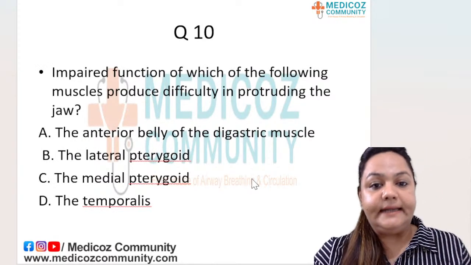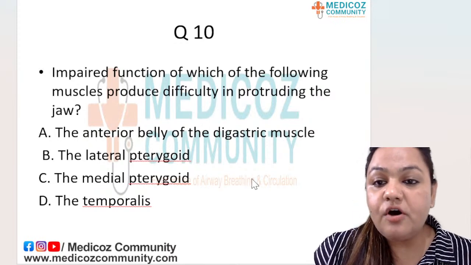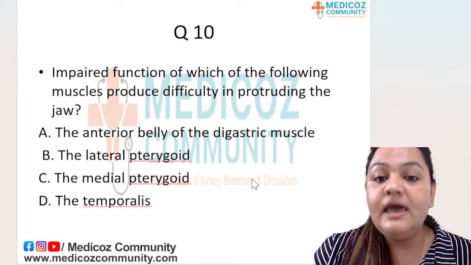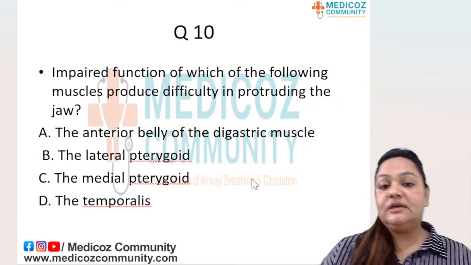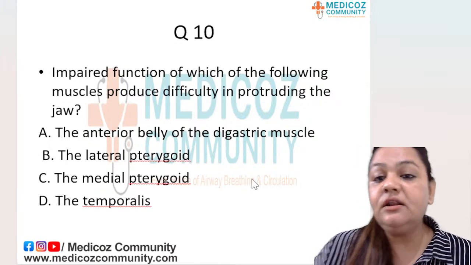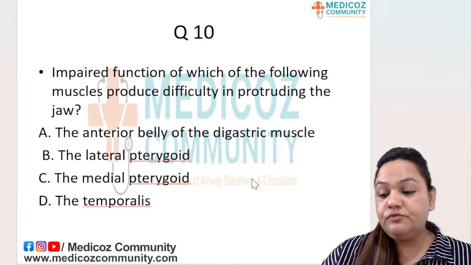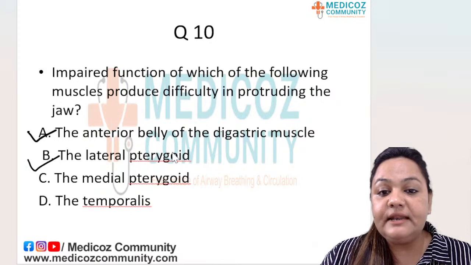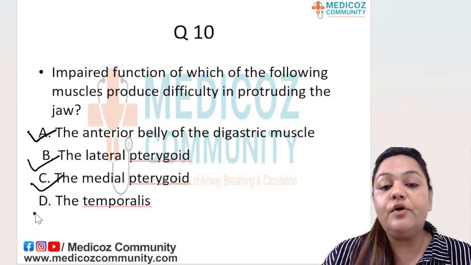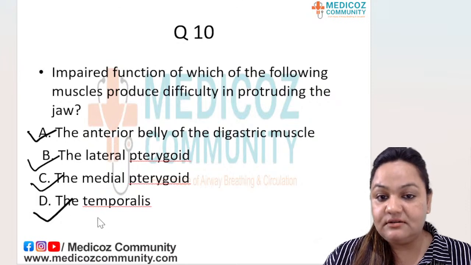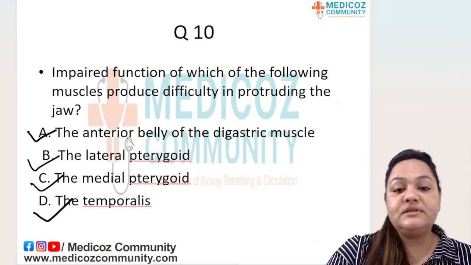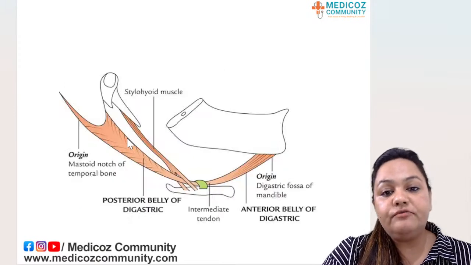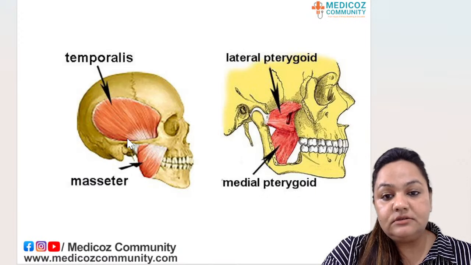Now we have question number 10: impaired function of which of the following muscles produces difficulty in protruding the jaw? Okay, now we just need to find out the muscle which is producing difficulty in forward movement of the jaw. So we have option A, anterior belly of digastric, option B, lateral pterygoid, option C, medial pterygoid, and option D, temporalis muscle. These are the muscles present around the jaw and working on the temporomandibular joint for the movement of the jaw. So here we will see the answer.